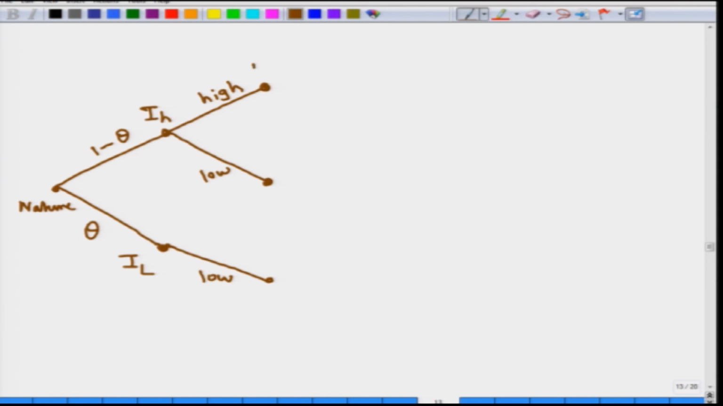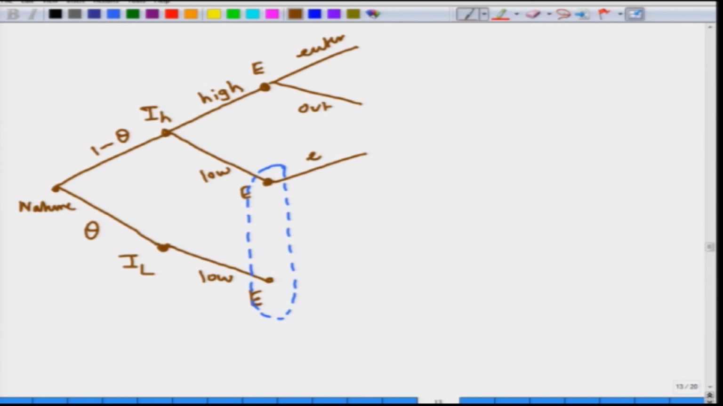So, the entrant moves here. Because of the asymmetric information, the entrant does not know what the true type of the incumbent is, and the entrant can either choose to enter or not enter. Here also the entrant can choose to enter or not enter, and again can choose to enter or not enter. Now let us look at the payoffs.